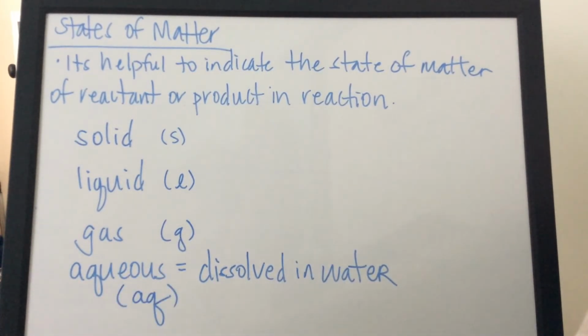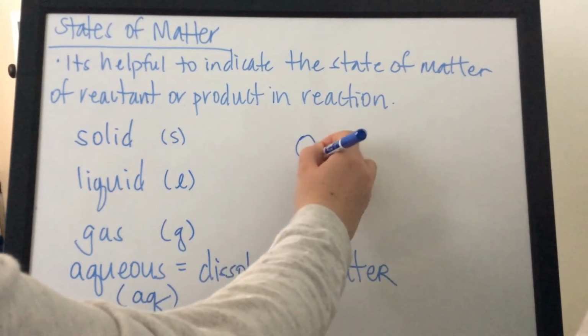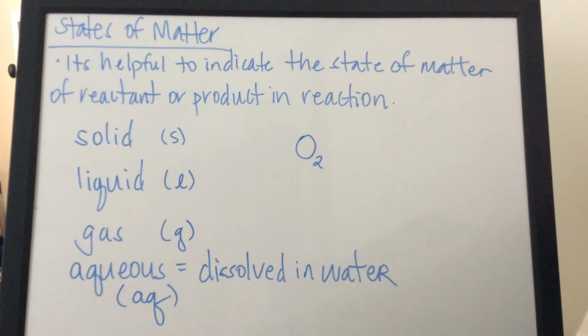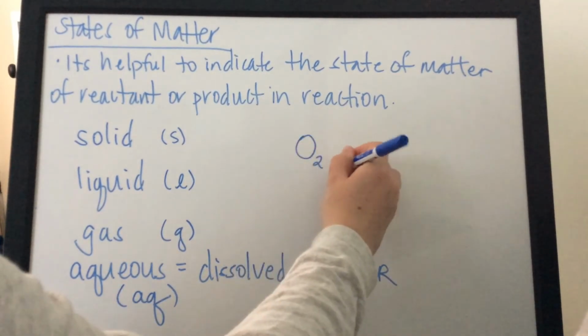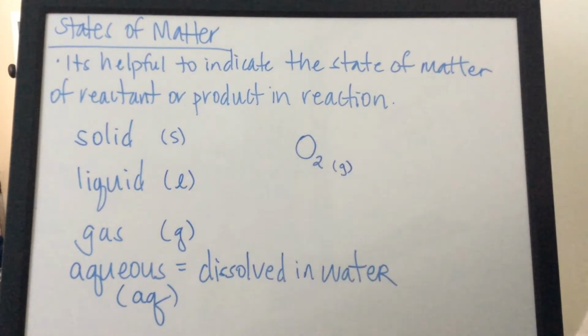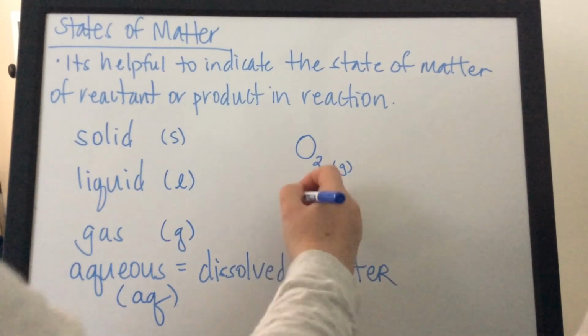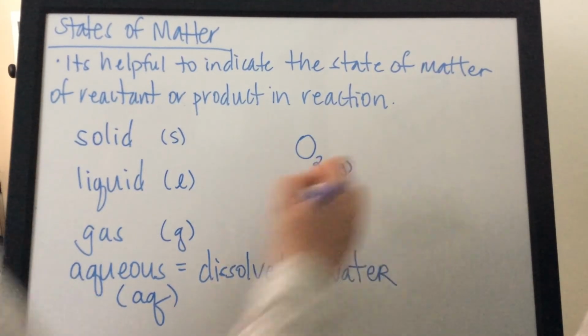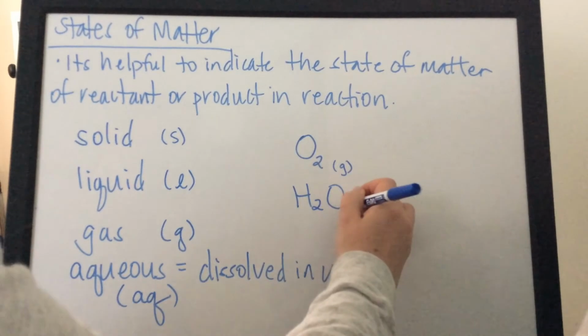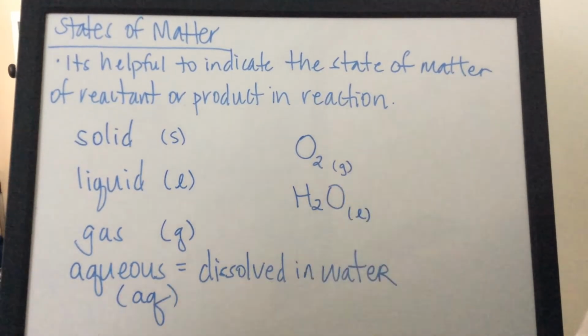So what would this look like? Well, if you were reading something and it was talking about oxygen gas, we just learned it's O2, then you might see O2 and then in parentheses, a G after it. And that means it's a gas. Or maybe you're reading about water and you see H2O, but then you see the parentheses with an L because they're telling you that it's a liquid.